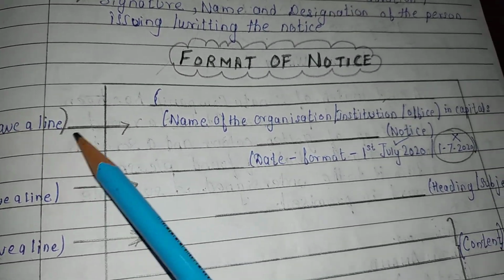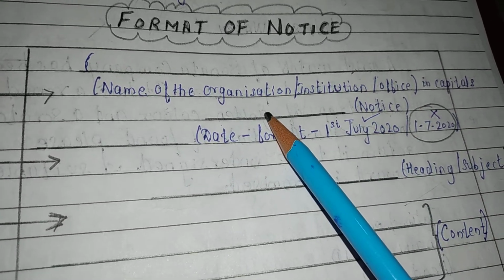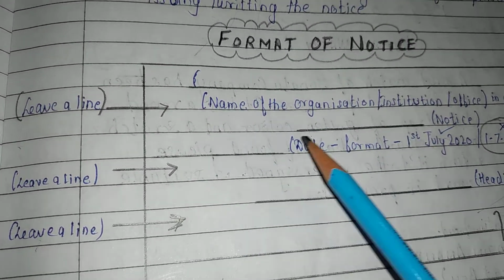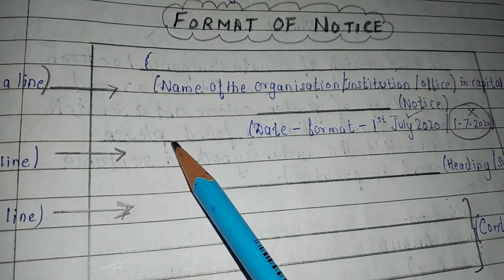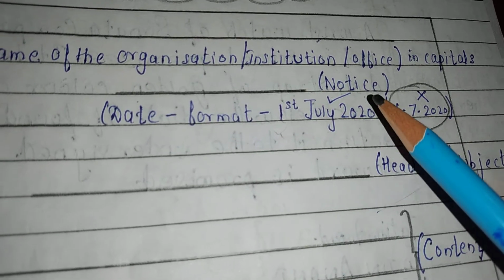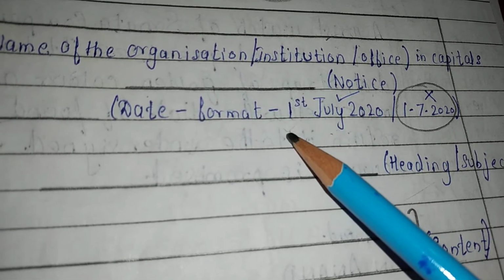Eight line chhodne ke baad fir hum aate hain notice pe. So in this line we are going to be writing the notice. Now as I discussed with you, just below the notice we are going to be writing the date. Yahan pe humne line nahi chhodni hai. Okay, so date ka format, students look very carefully. Date ka format is tarah se hona chahiye.